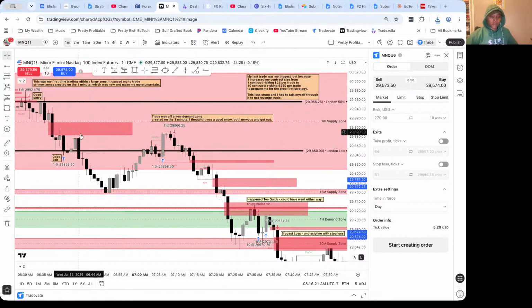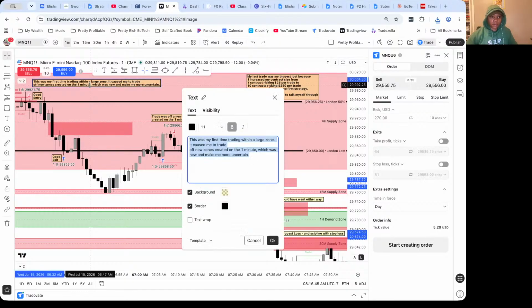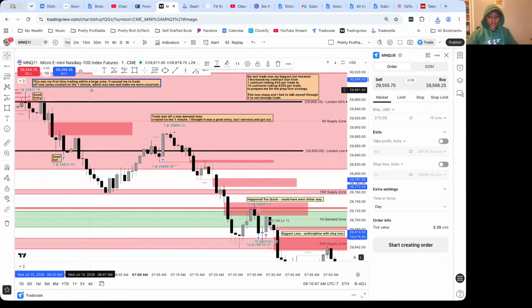So this is my new journaling style for right now. Just writing it on the charts to get in the habit of journaling and talking through it. This is a good entry. This is a good exit. This is my first time trading within a large zone, so it caused me to trade off new zones created on the 1 minute time frame, which was new and made me uncertain.